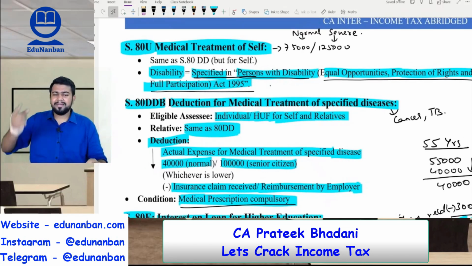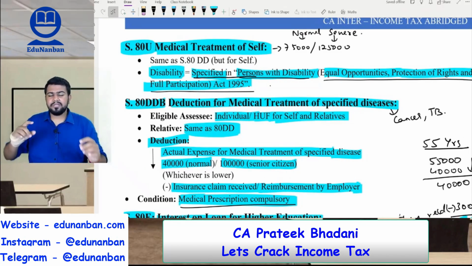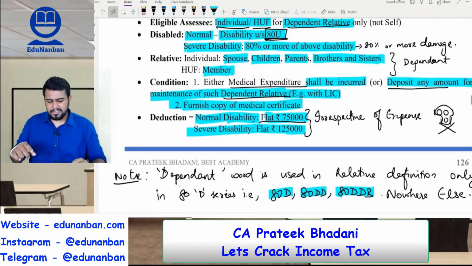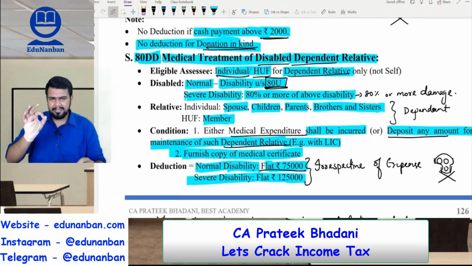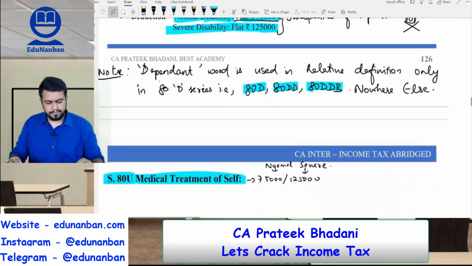So for the individual himself, he can claim under section 80U, and for the purpose of their dependent relative, they can claim under section 80DD. Okay, you get my point?